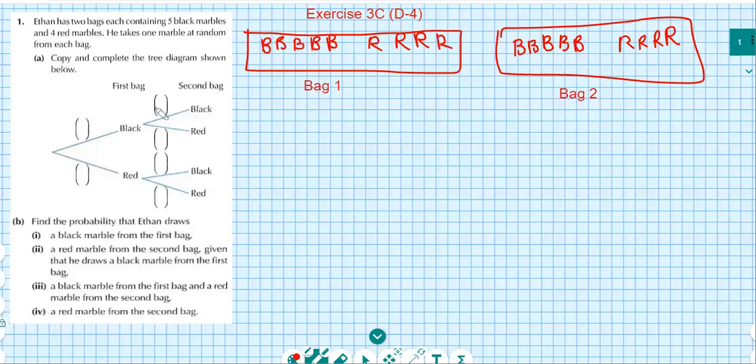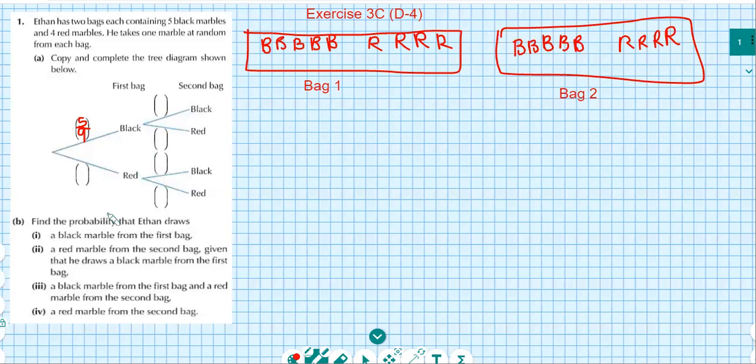Copy and complete the tree diagram shown below. In the first bag, the probability of getting the black will be... you can see the number of marbles: there are 5 black marbles, divided by the total, 1, 2, 3, 4, 5, 6, 7, 8, 9. So this is 5 over 9.